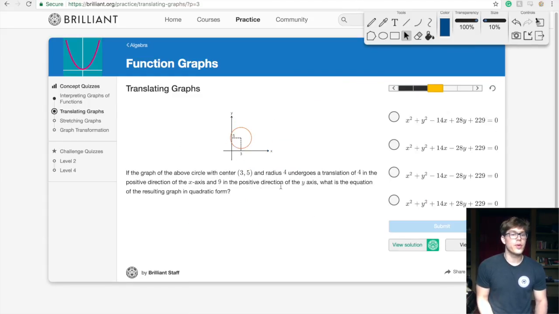Let's clear our board. What do we have here? If the graph of the above circle with center 3, 5 and radius 4 undergoes a translation of 4 in the x direction, so here, let me change colors. I'm tired of this blue. 4 in the x direction, so we're going to the right 4 units, and 9 in the positive y direction, 9 units up, what is the equation of the resulting graph in quadratic form? Quadratic form is just fully expanded and equal to 0.